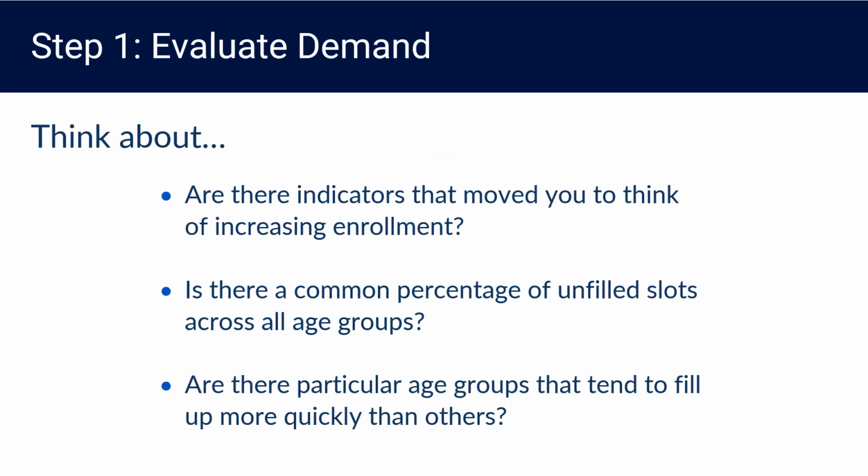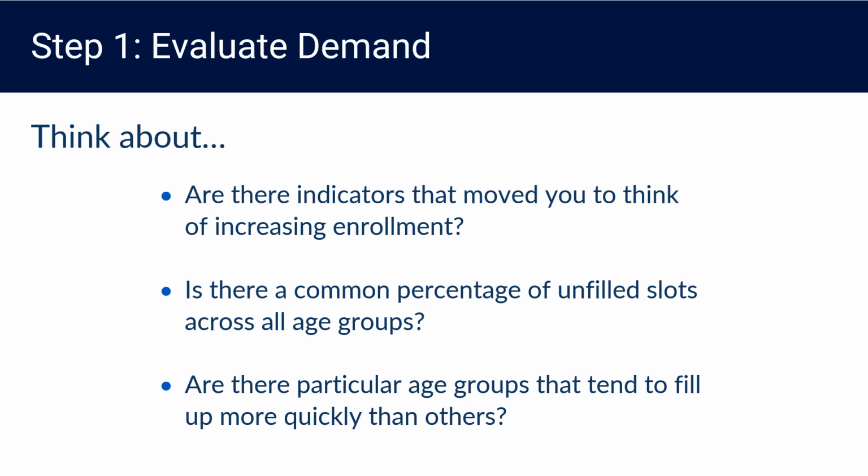Does your enrollment need to change? Think about the following. Are there indicators that moved you to think of increasing enrollment? Is there a common percentage of unfilled slots across all age groups? Are there particular age groups that tend to fill up more quickly than others? Perhaps you find that you often need to turn families with children of a specific age away and might need to consider expanding or converting capacity for that age group.